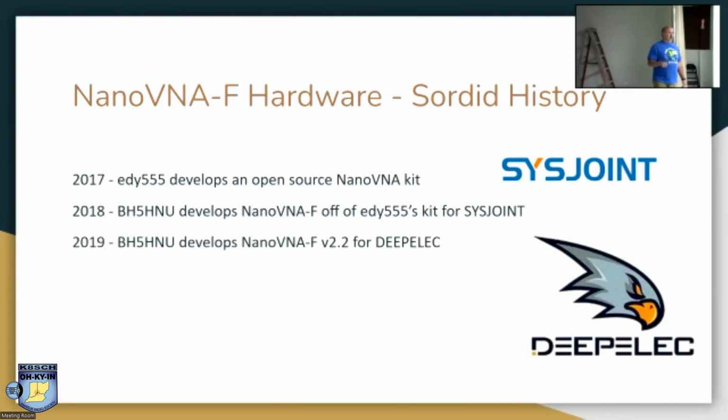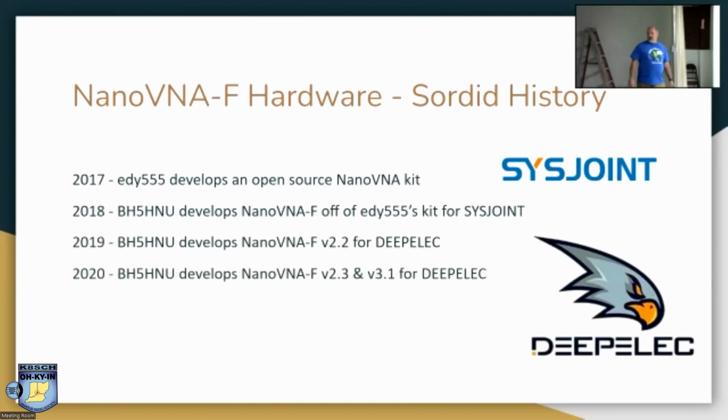And I guess there's a big court case going on, or there was, about property rights, who owned what, because I guess he basically took and made improvements on Sysjoint's time and then started selling it under his own company. And then he had developed the 2.3 and 3.1 for DiBenedetto. Sysjoint then develops the NanoVNA FV2.